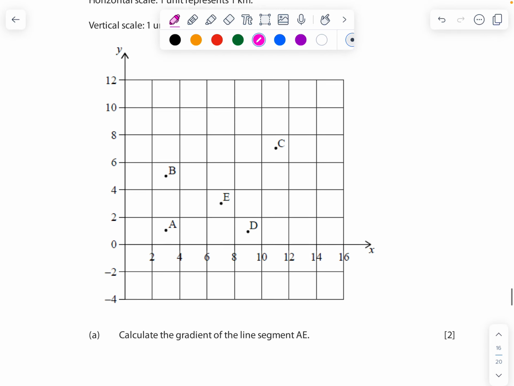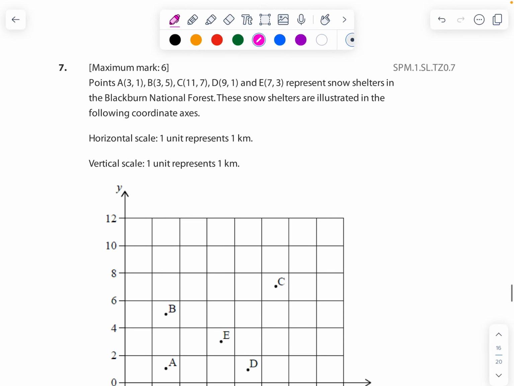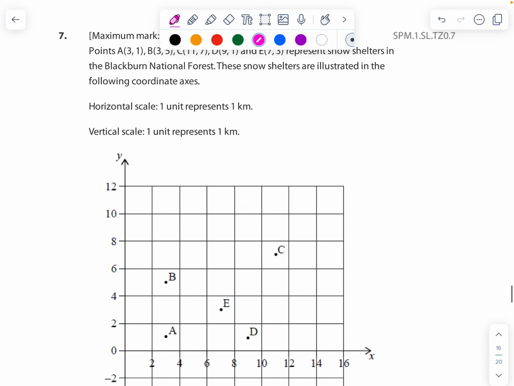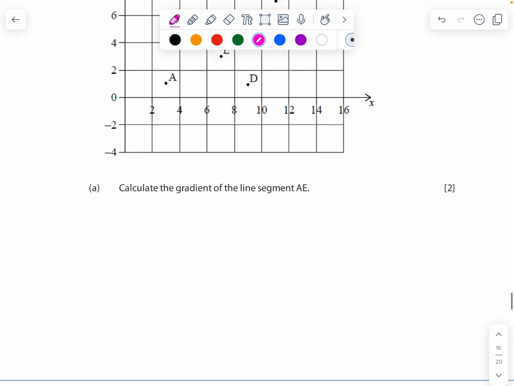Question number 7. Points A, B, C, D, E represent the snow shelters in the forest. These snow shelters are illustrated. Then find the gradient of AE. He's asking us to find the gradient of AE. So what am I going to do? AE's gradient is y2 minus y1 by x2 minus x1, which is 2 by 4, which is 1 upon 2, which is 0.5.